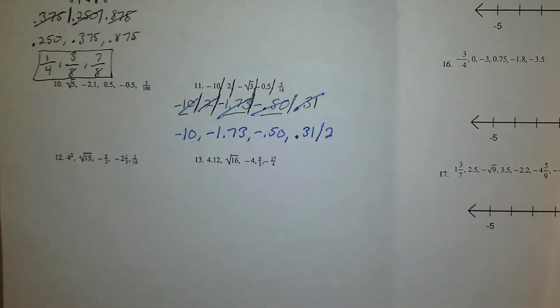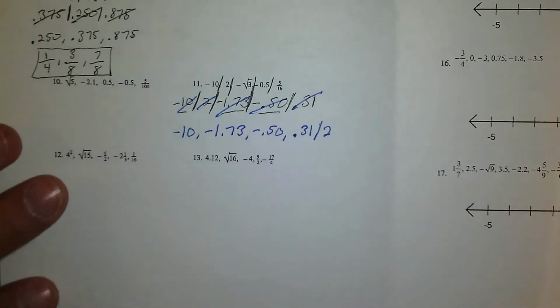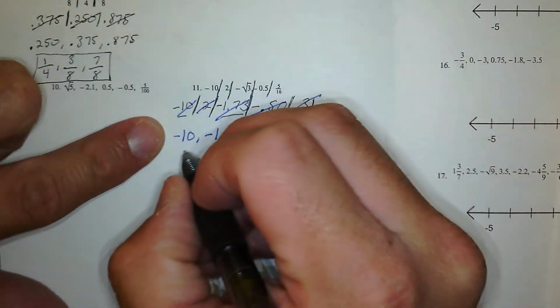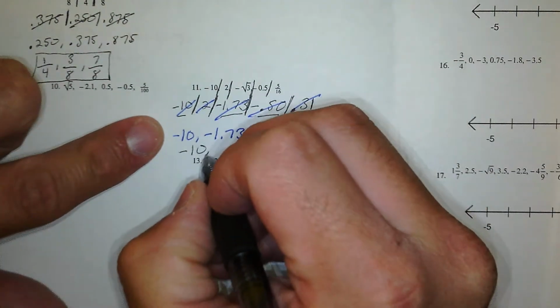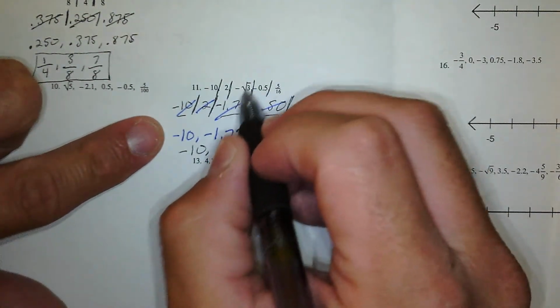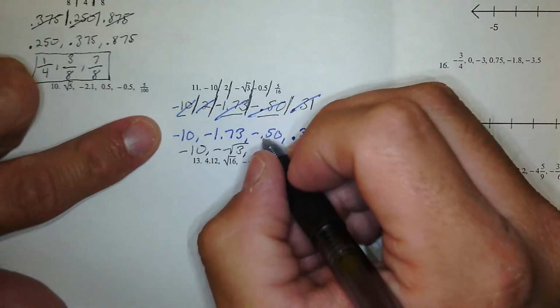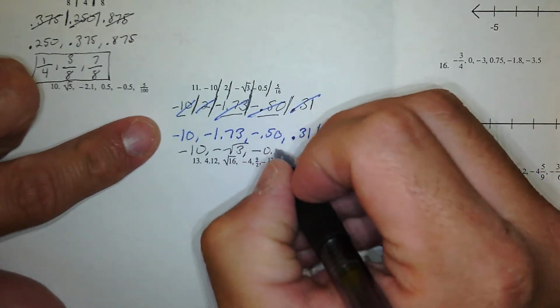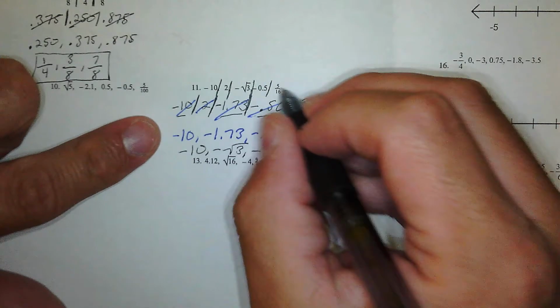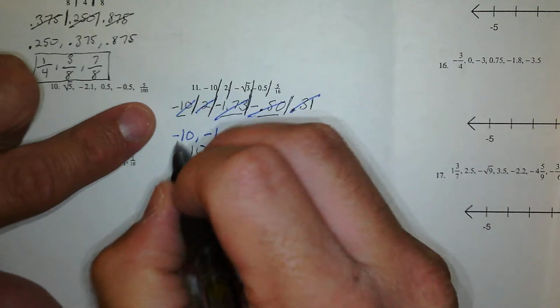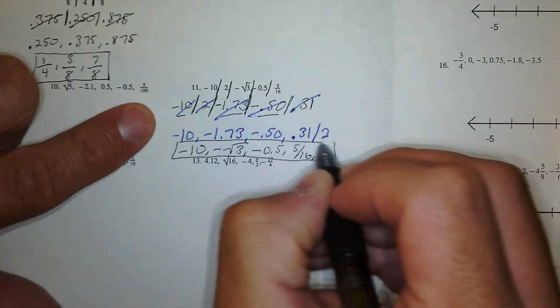Now I need to convert them back to their original form. Alright. So negative 10 is going to stay as negative 10 because that's what it already looked like originally. Negative 1.73 correlated with the negative square root of 3. Negative 0.5 was already negative 0.5. 0.31 was the 5/16. And 2 was 2. So that would be my answer right there.